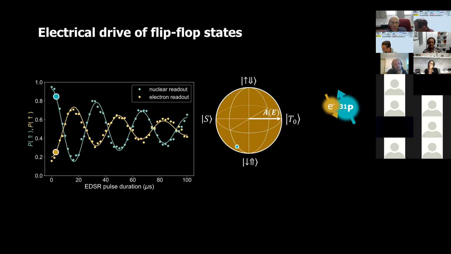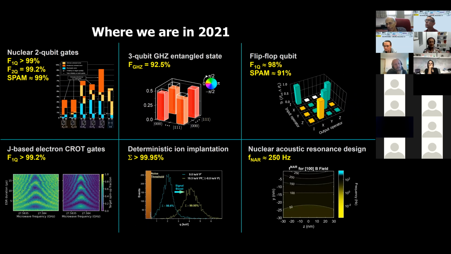Another interesting result is what we call the flip-flop qubit, which is an electron-nuclear qubit that can be controlled by electric fields, so by local electric fields. And this is basically where we are. We have nuclear 2-qubit gate, electron 2-qubit gate, all beyond 99% fidelity. I didn't show you, we have 3-qubit Greenberger-Horne-Zeilinger maximally entangled states of electrons and nuclei with better than 90% fidelity. We have flip-flop qubits, deterministic single ion implantation, and we're looking at high-spin nuclei.